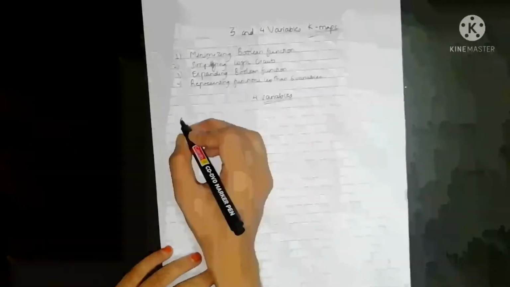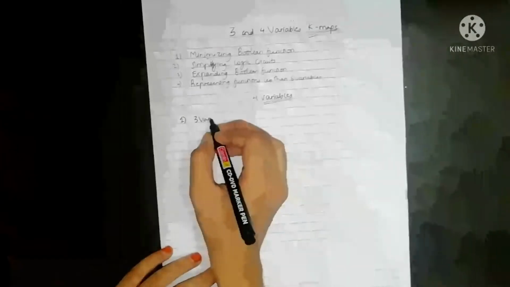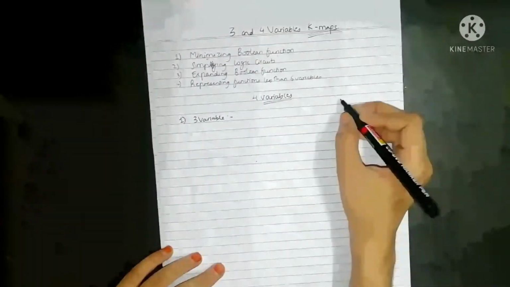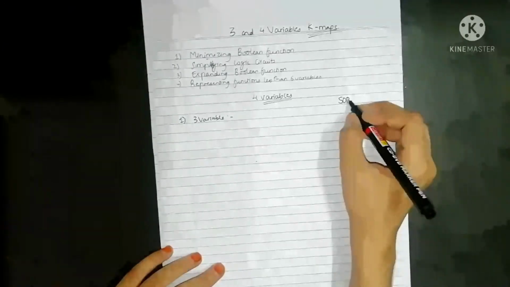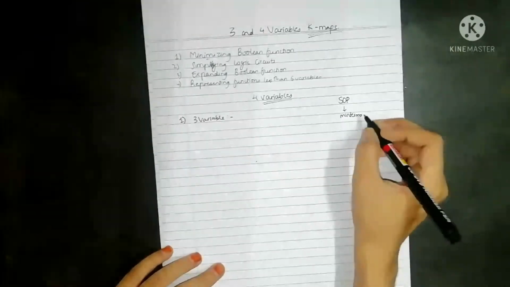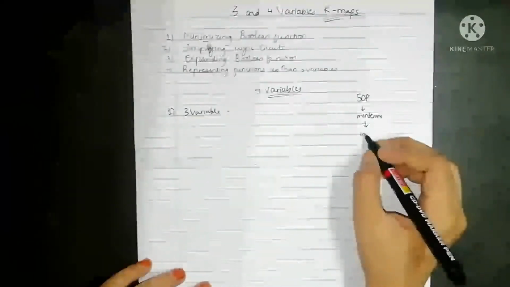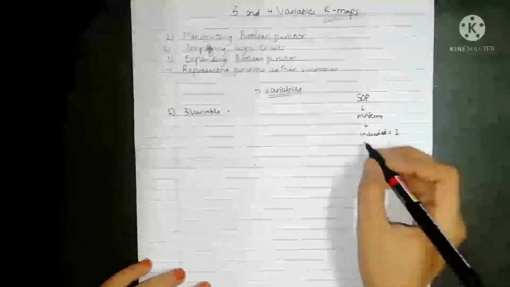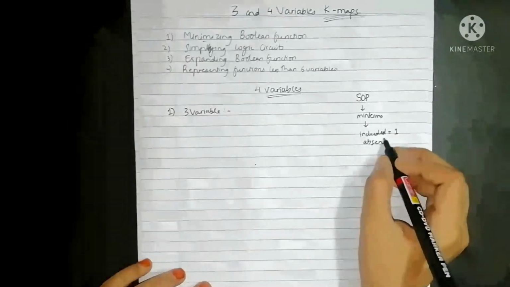First of all, we will study the 3 variable K-map. Now again in this video we will be dealing with SOP form. So min terms are going to be involved. If the min term is included, then you have to put 1, and if it is absent, then you have to put 0.